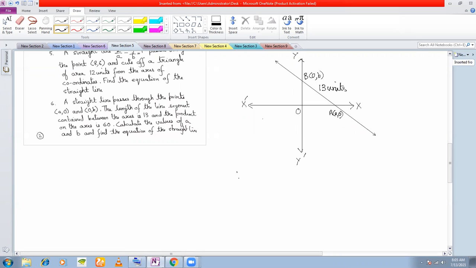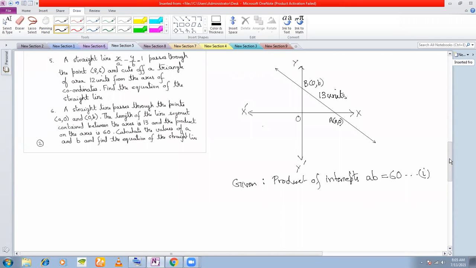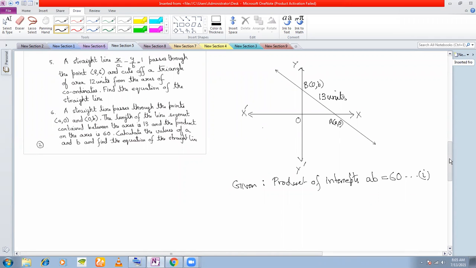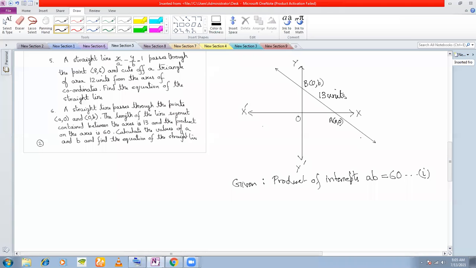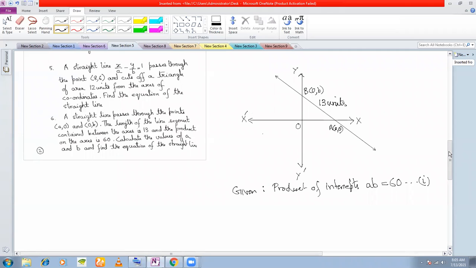And also the product on the axis is 60. Now, what do you mean by the product on the axis? Product on the axis means the product of intercepts. The product of the intercepts, ab, is equal to 60, right? So this is, say, equation 1. This is given to us. So from here, what we need to find is the equation of the straight line.